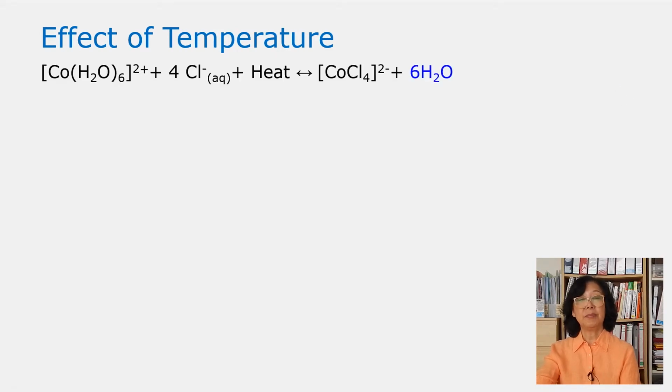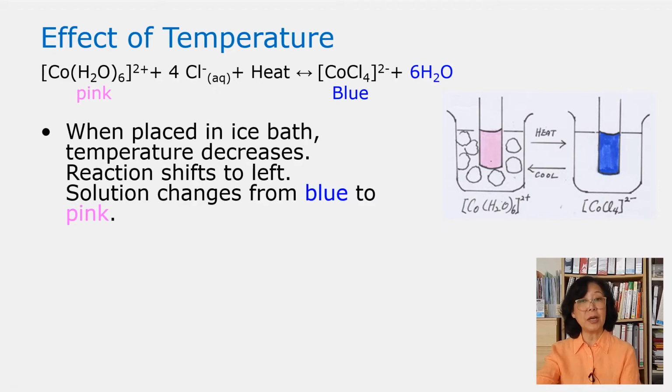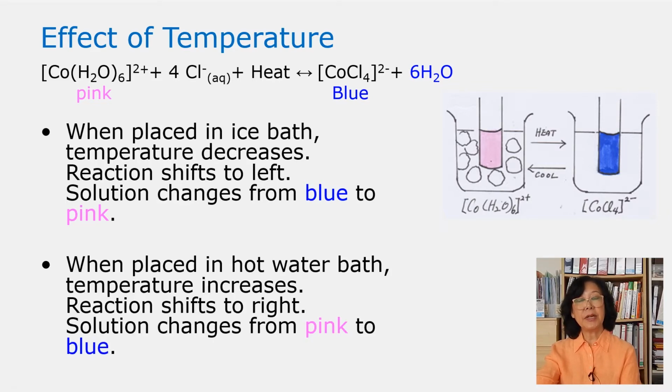And then, because this is an endothermic reaction, we can manipulate the color change by changing the temperature. When we put the test tube in the ice bath, the temperature actually decreases. That means the equilibrium will shift to the left and the color will change to pink. If we then place the test tube in a hot water bath, that means we have a lot of heat, the equilibrium will shift to the right and it will turn blue.